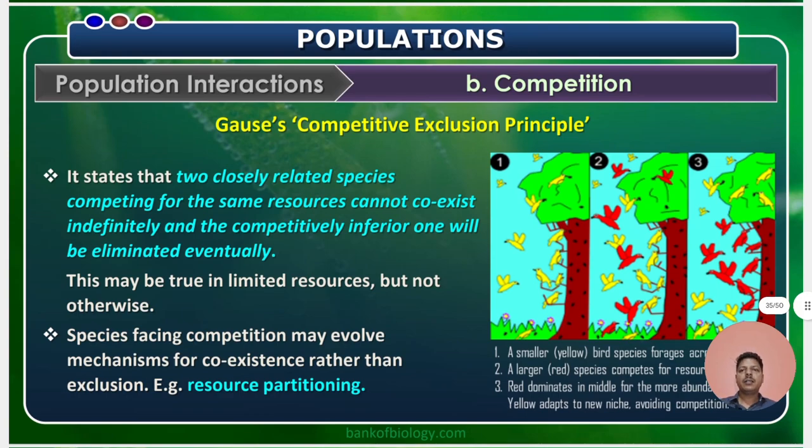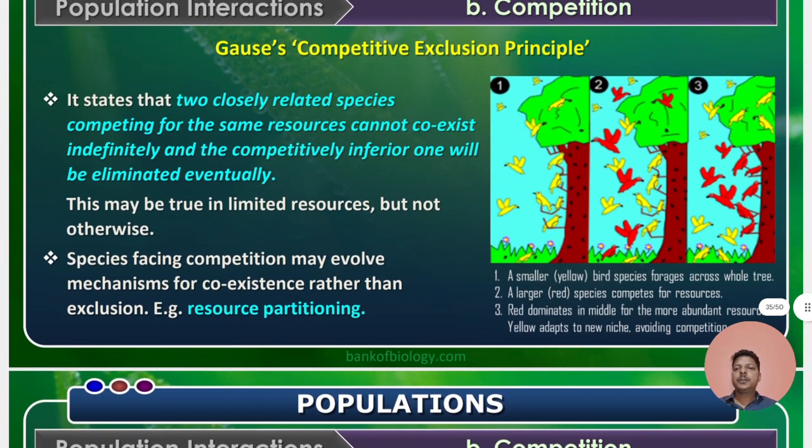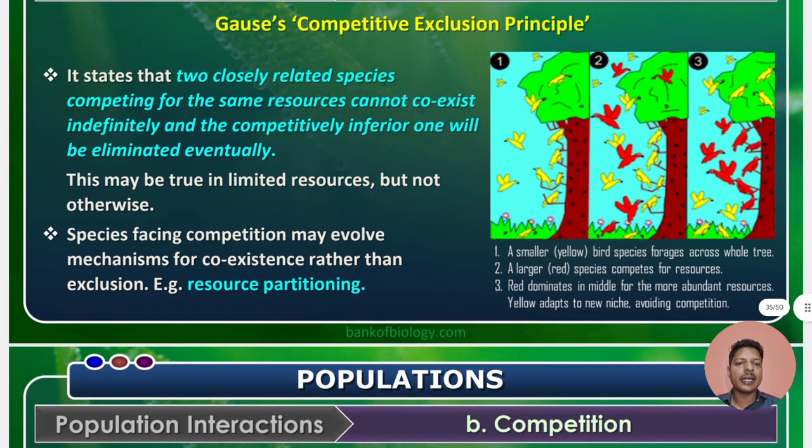Next, another competition concept, Gause's competitive exclusion principle. It states that two closely related species competing for the same resources cannot coexist indefinitely, and the competitively inferior one will be eliminated eventually. This may be true in limited resources but not otherwise. Here you can see species facing competition may evolve mechanisms for coexistence rather than exclusion. Example, resource partitioning. See the diagram.